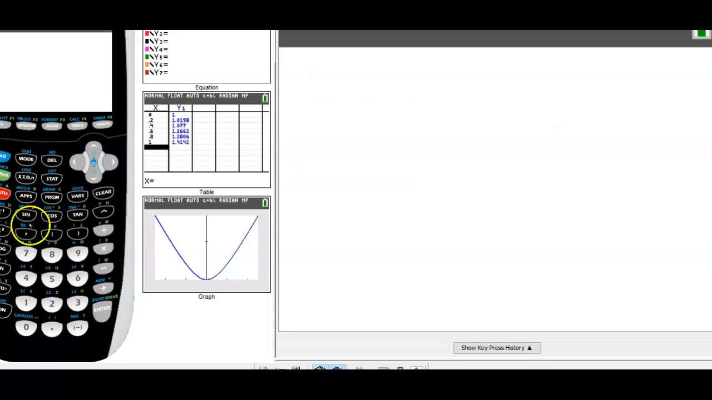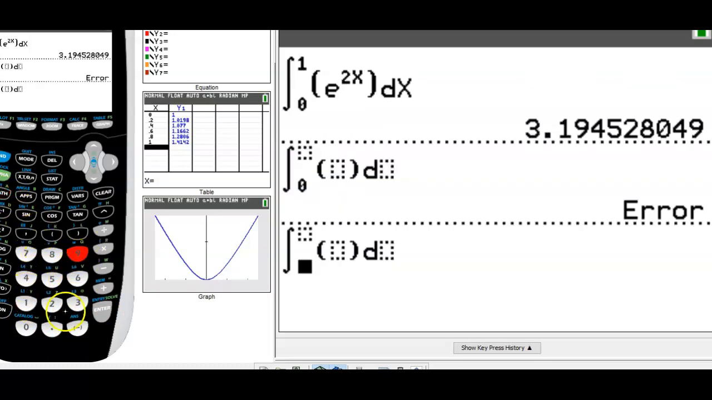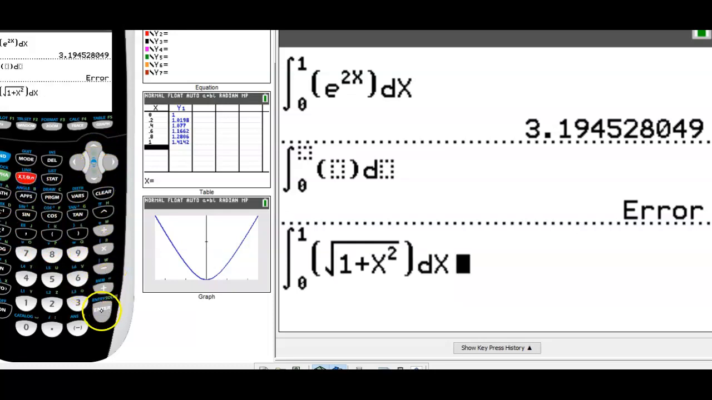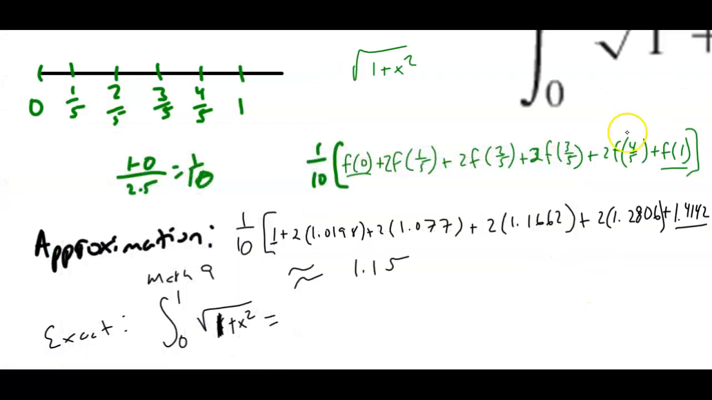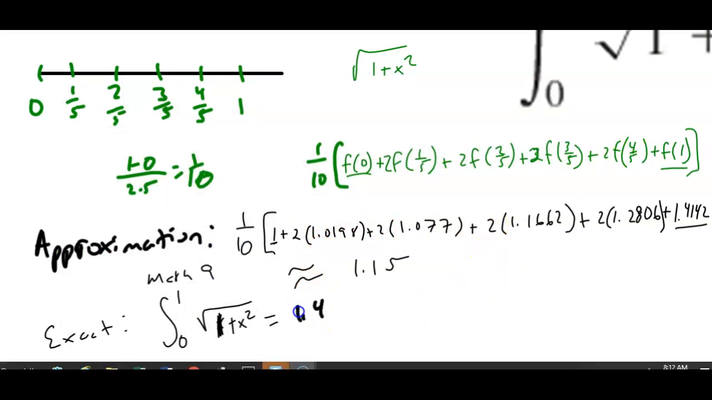Math 9, 0 to 1 of the square root, hit the x squared button, that's your square root of 1 plus x squared, with respect to x, dx, and enter. 1.14, 1.15. You see it? If I kept 2 decimal places, 1.14, or we can even say 1.15. You saw it's really close, right?